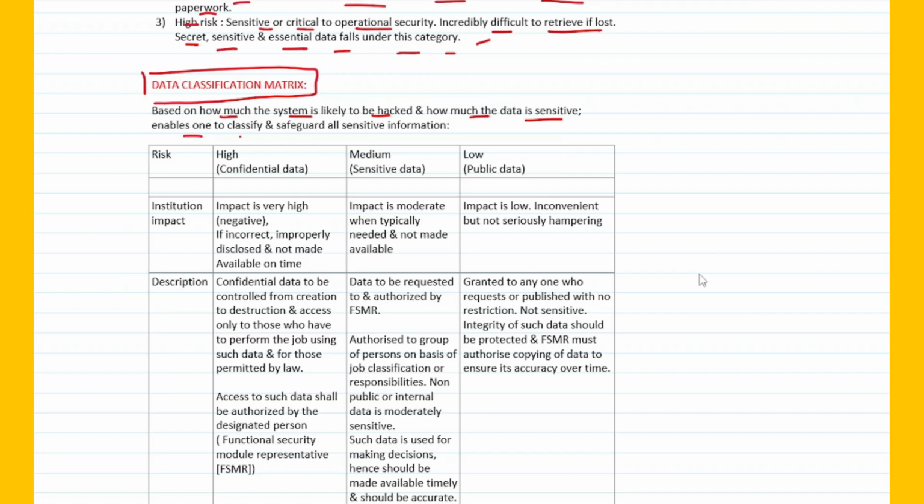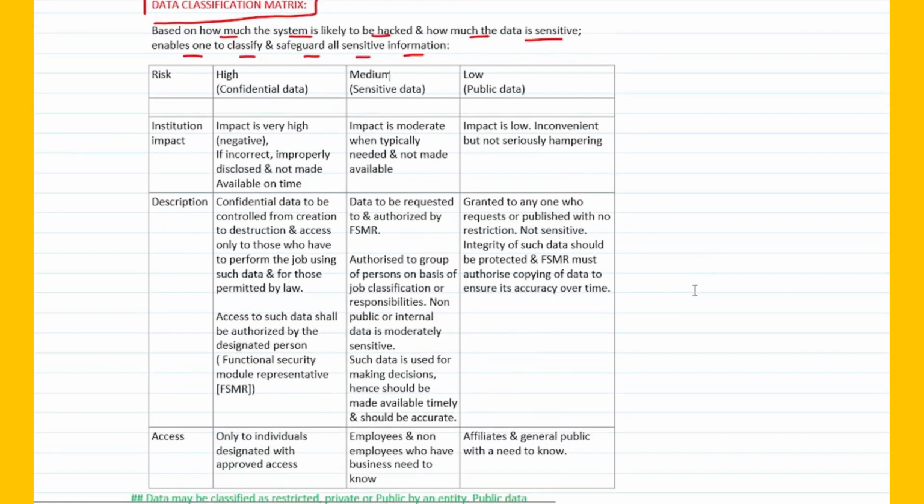It enables you to classify and safeguard all sensitive information. So what all types of data is categorized under what heads, that's something we are going to read about. That's what the data classification matrix talks about. Now basically the risk is, again we know that one is high, one is medium, and one is low. We know that the low one is public data, medium one is sensitive data, and the high one is confidential data, right? Let's talk about the high one first, because that's something that needs to be safeguarded or protected with a lot of due diligence.